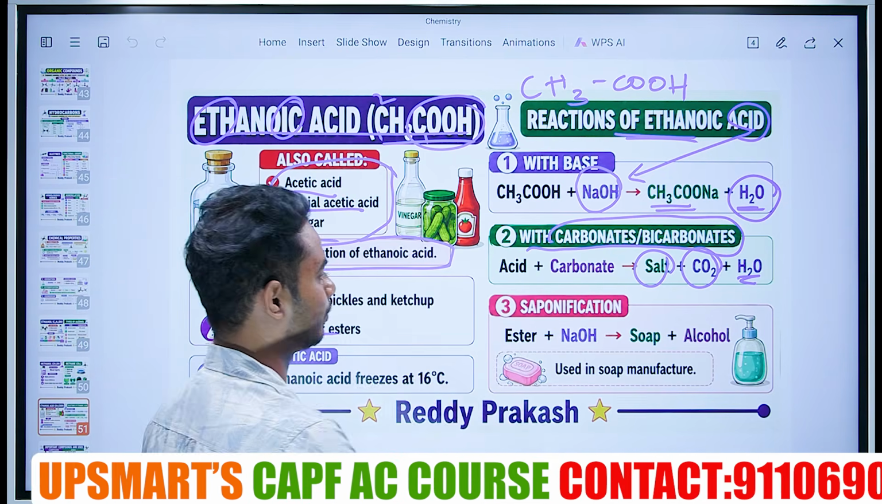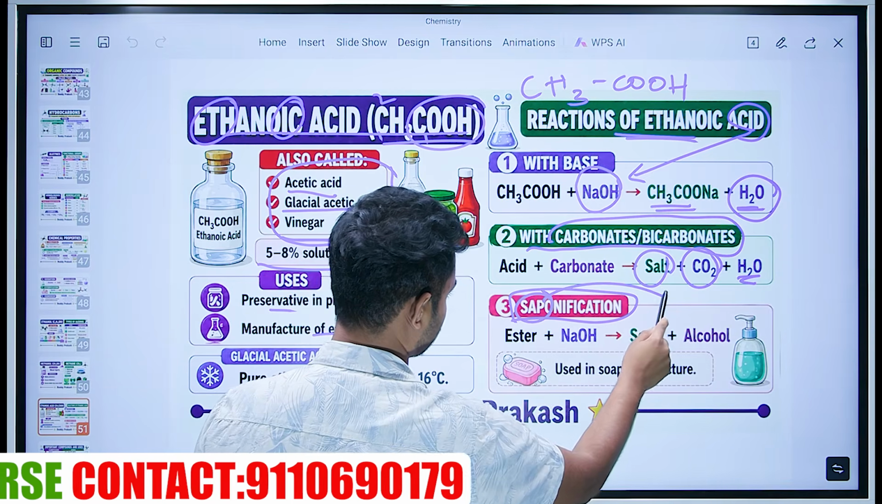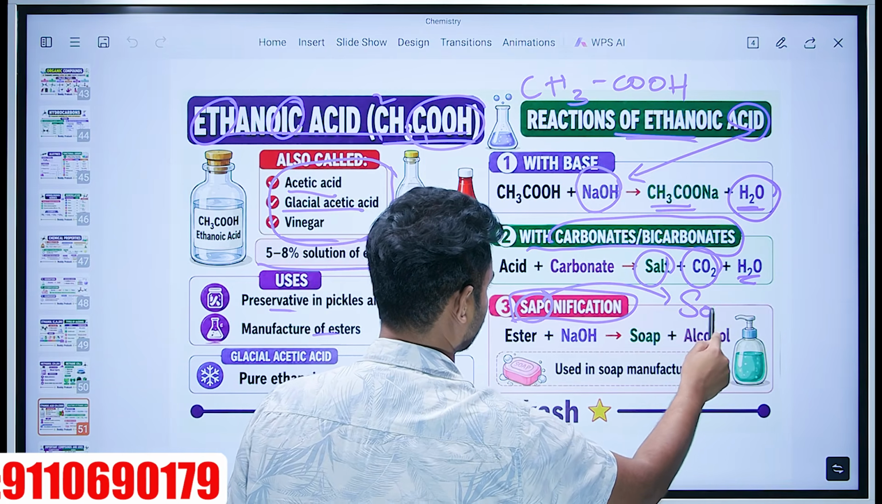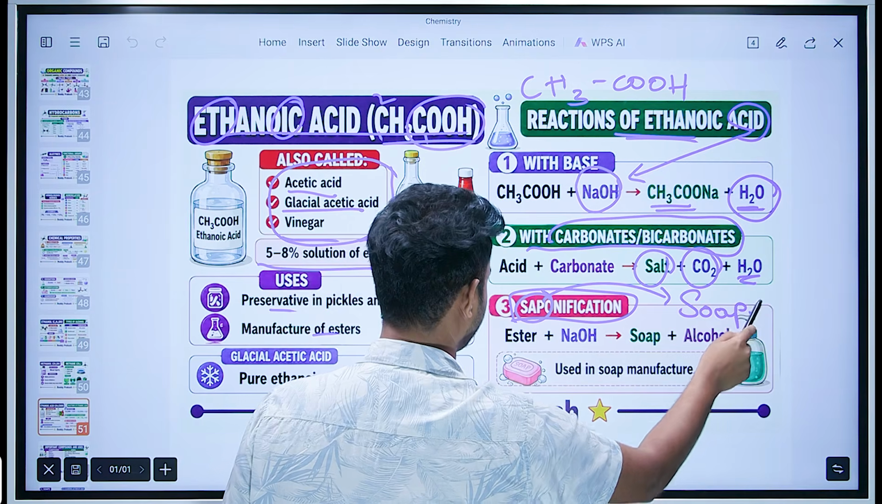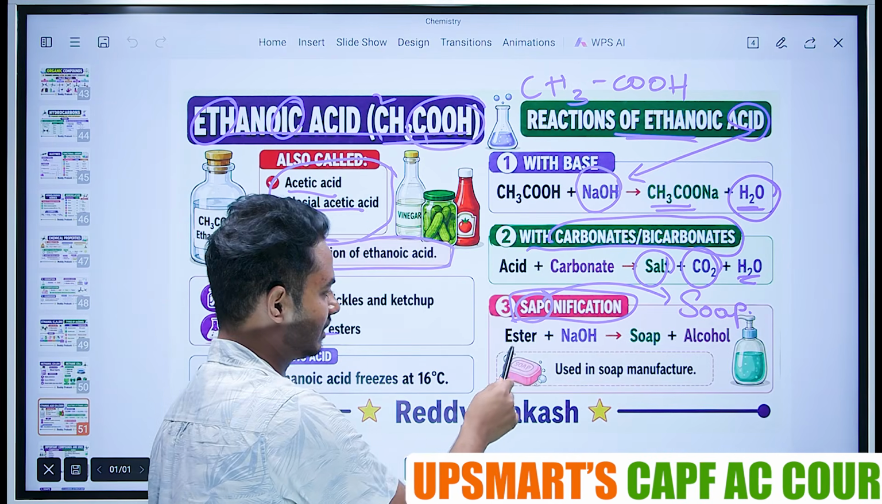No, right? Next is saponification. Saponification means you are getting soap. The way you get soap is called saponification. You know ester, right? Ester.